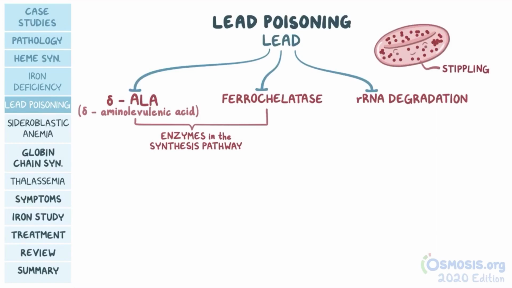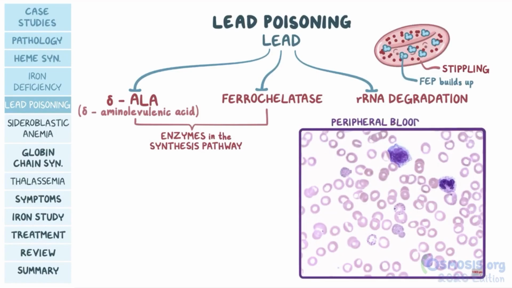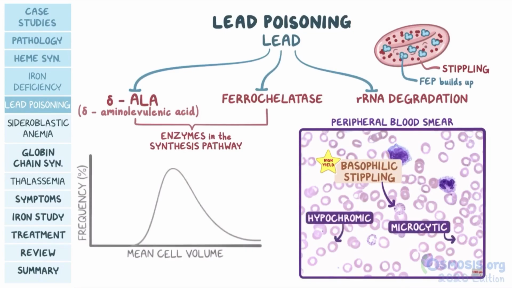Once again, this affects heme synthesis, so free erythrocyte protoporphyrin, or FEP, builds up. On a peripheral blood smear, these aggregates stain blue, so they are basophilic, and we call this basophilic stippling. Now, just like iron deficiency anemia, there's a decrease in hemoglobin synthesis, so we get microcytic and hypochromic RBCs. The RDW is high because we also get a mix of normal-sized cells produced before the lead poisoning and newly produced microcytic cells.